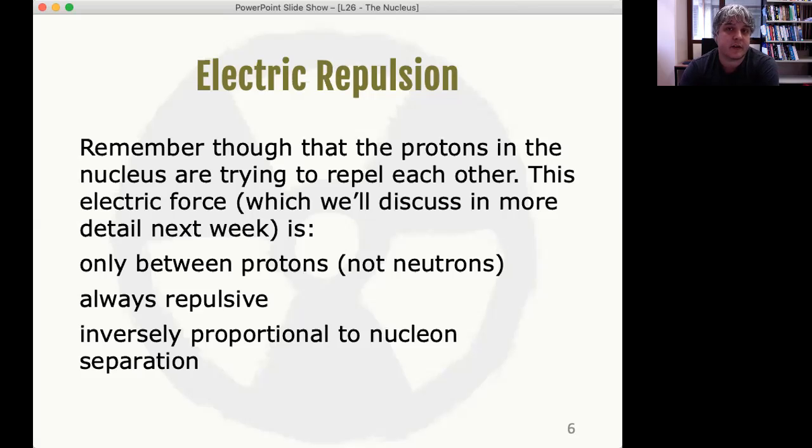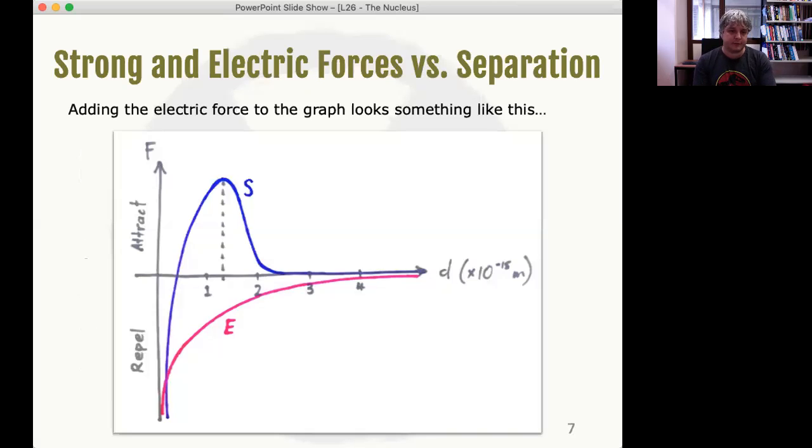So it's kind of like gravity. The closer they get, the more effect that force will have. So when they get really close, the electric force is going to be strong, and remember, it's repulsive. As they get further apart, the electric force drops off and it becomes weaker. But it's a curve. It's a square law, so it's going to have that square law curve, and it will look something like that. We've added that pink line for the electric repulsion between protons.